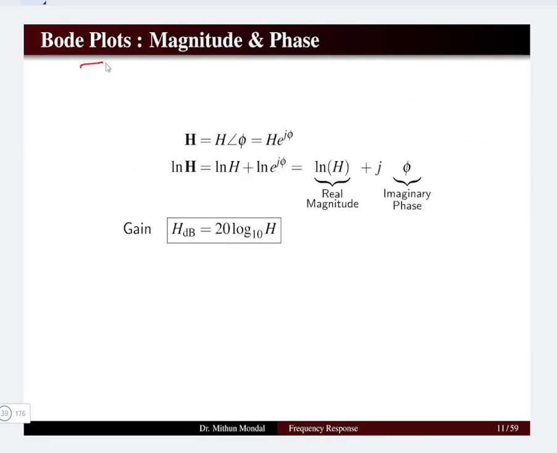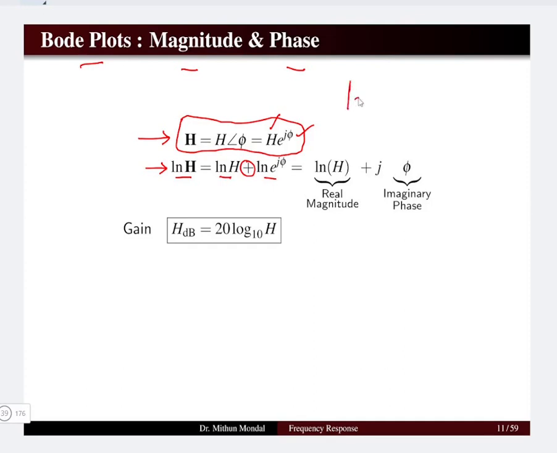Bode plot will take the magnitude as well as the phase of the transfer function. We know that the transfer function is a complex quantity, so it will have magnitude as well as phase. Here H indicates the magnitude and phi indicates the phase, and this is the representation of any complex number. If we take the logarithm on both sides, what are we getting? ln of H on the left hand side, and on the right hand side we will have the summation of the two different terms involved in the logarithm.